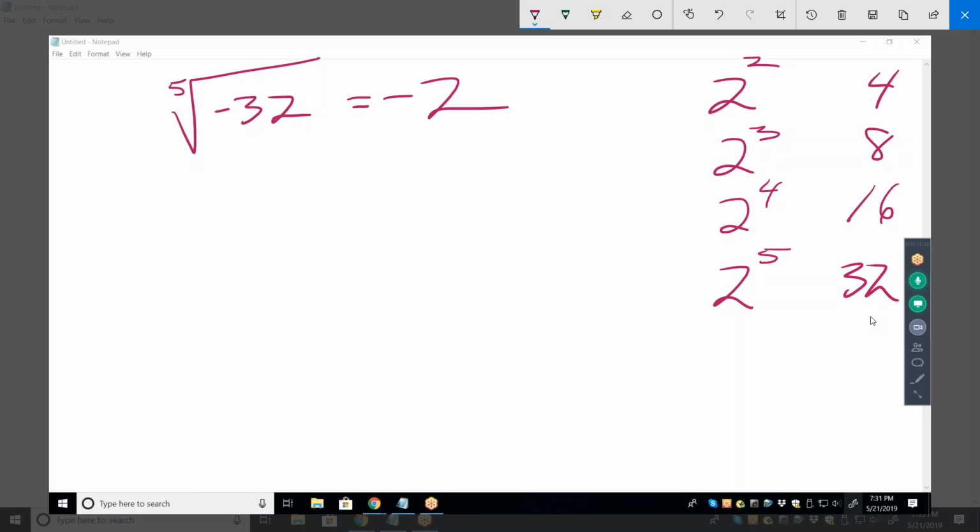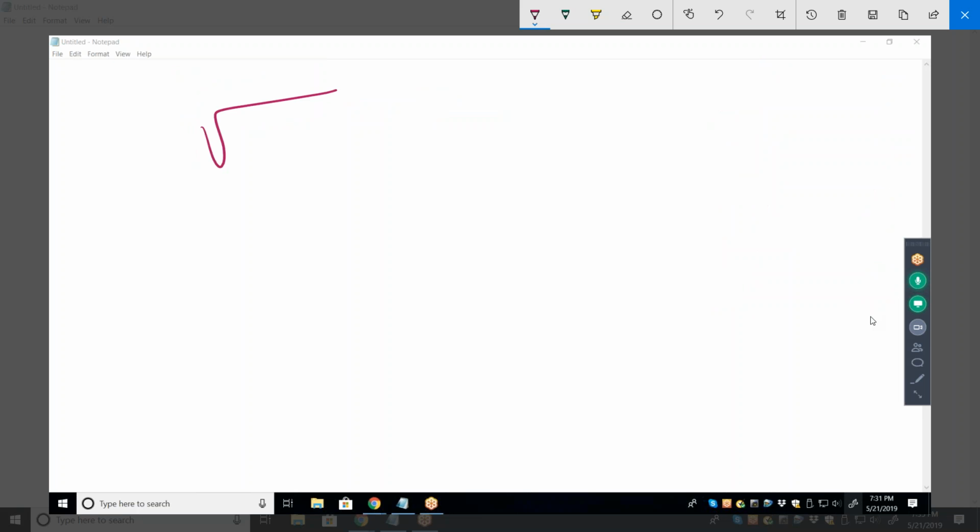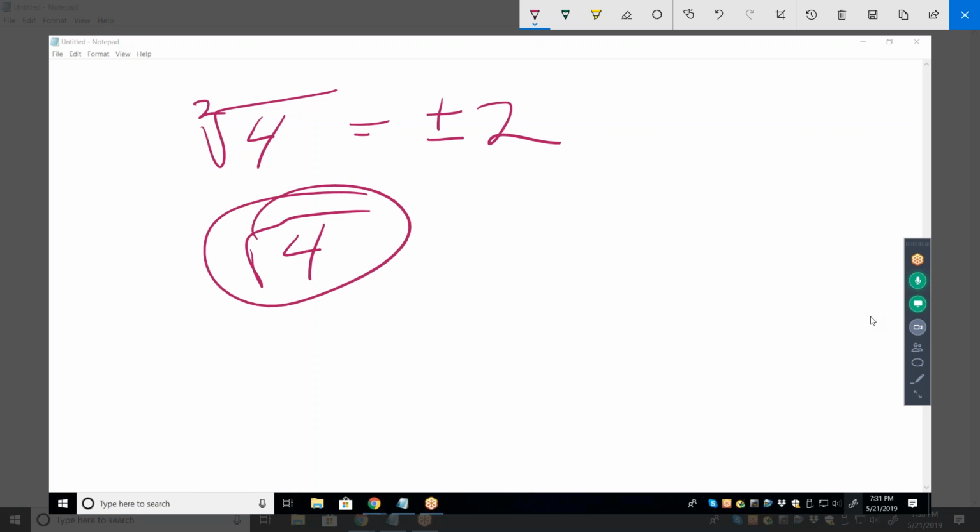And it is not plus or minus. It is negative. Odd roots give you a single real answer, positive or negative, while even roots give only positive. In other words, if I had the square root of 4, technically I have plus or minus 2. Now, let me amend that a little bit. When I write the square root of 4, this means the positive square root.